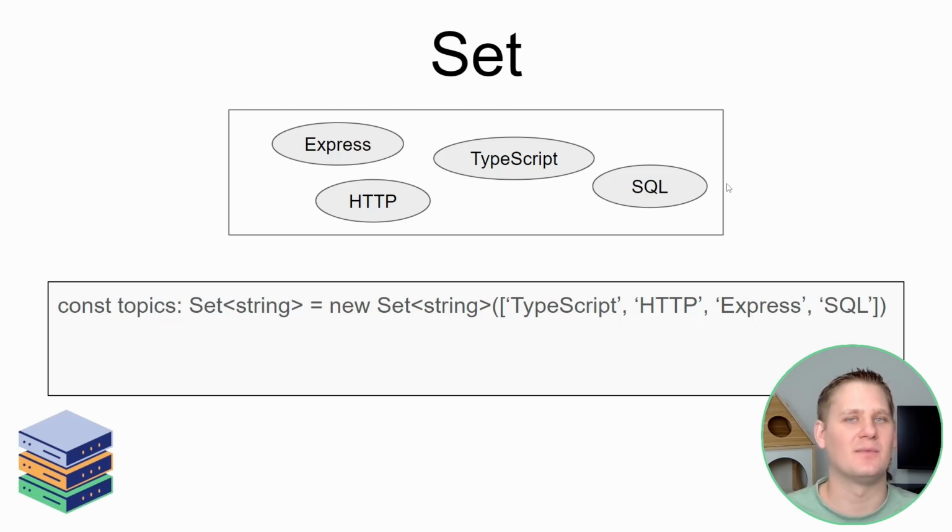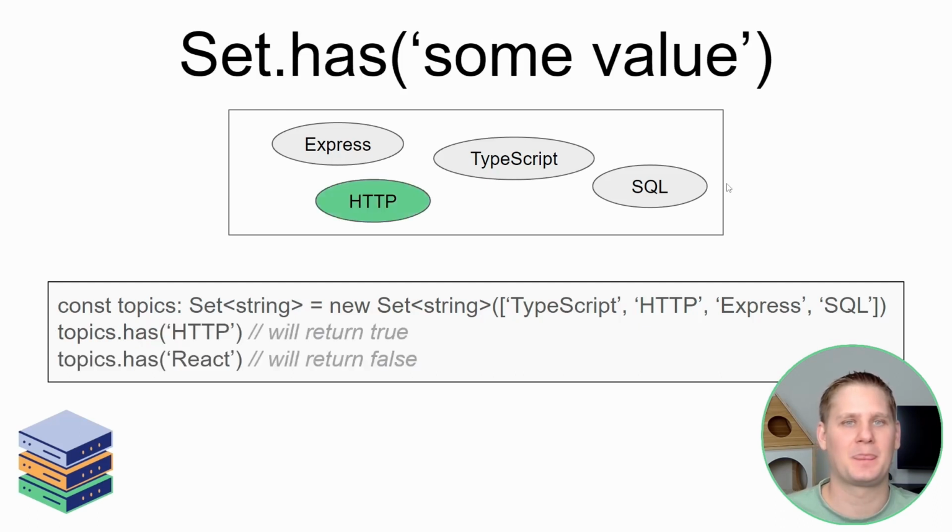Now, sets have several methods that we also want to look at. What a set is very good at is determining if it already contains an element or not. To do that, we'd use the has method. In the first case, we would say topics.has the string HTTP. And since the set does have HTTP, this would return true. The next line, topics.has the string React, would return false since the set does not contain the word React.